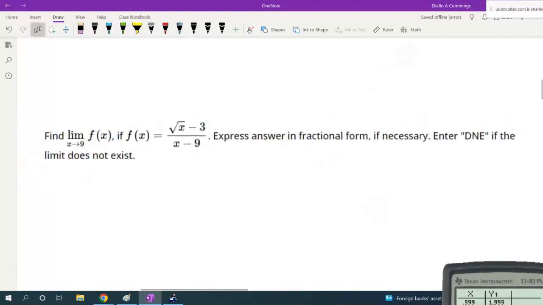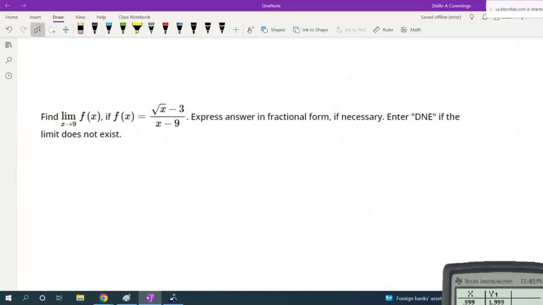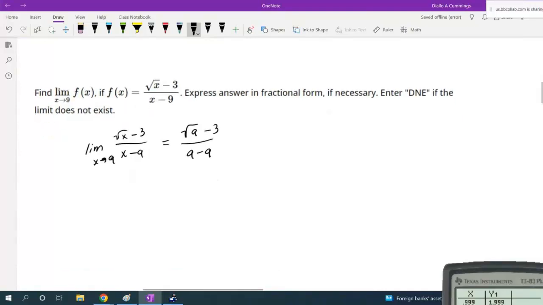Let's take a look at this next example. We're asked to find the limit of f of x, where f of x is equal to the square root of x minus 3 divided by x minus 9. Here again, the first thing we're going to do is substitute, and in this case we substitute in 9. So the limit of the square root of x minus 3 divided by x minus 9 as x approaches 9. I'm going to substitute, so that's the square root of 9 minus 3 over 9 minus 9.